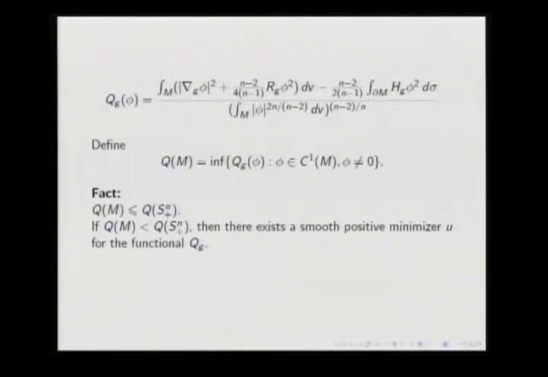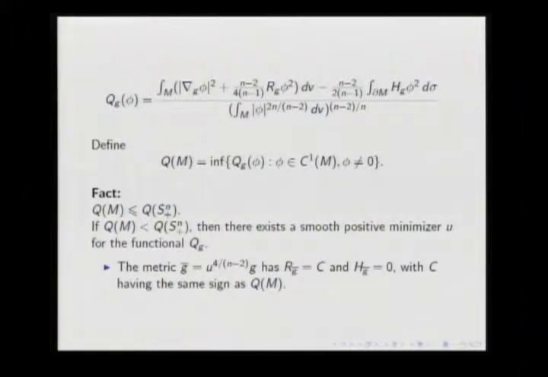If this is the Yamabe invariant of the manifold, it is always less than or equal to the invariant of the hemisphere. And if you have the strict inequality, then there is a positive smooth minimizer for the functional.